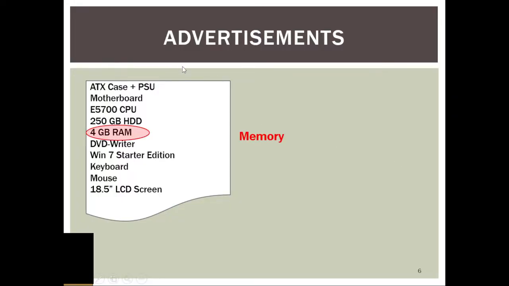So there, for example, is the memory. Look at the top. An ATX case and PSU, that's your power supply unit. What this is telling me is that there's a physical case, a physical tower with a power supply unit. So is it a laptop or a desktop? It's a desktop. Then I've got my motherboard. I've got the model of the CPU. I've got my secondary memory, my primary memory, my optical drive, okay? My operating system and the version of it. I've got a physical keyboard and mouse and an 18.5 inch. Remember, we measured that diagonally in inches. LCD liquid crystal display screen.